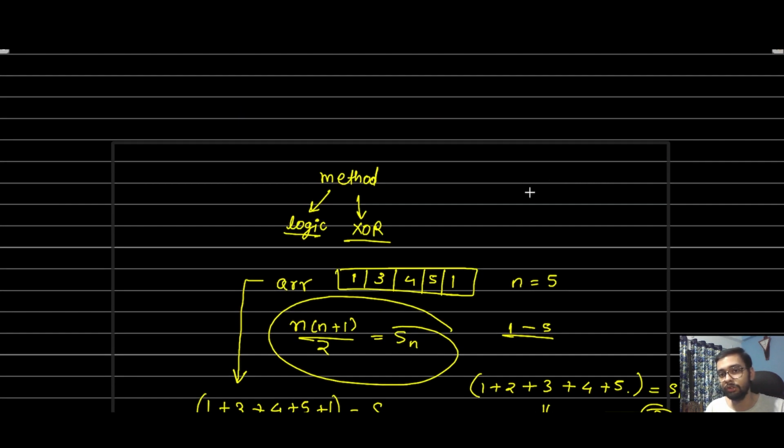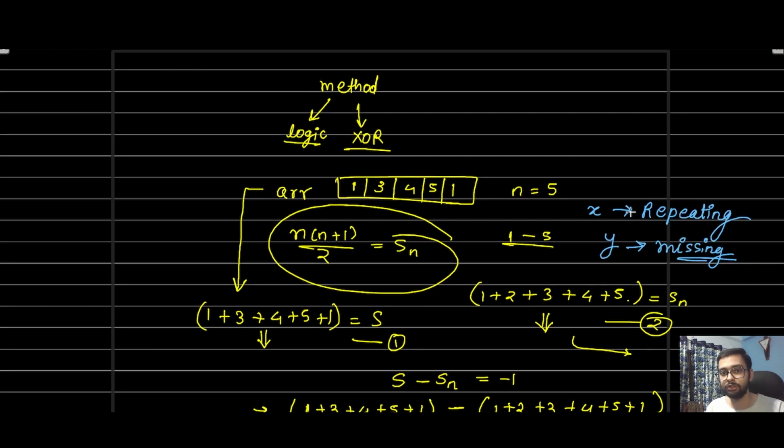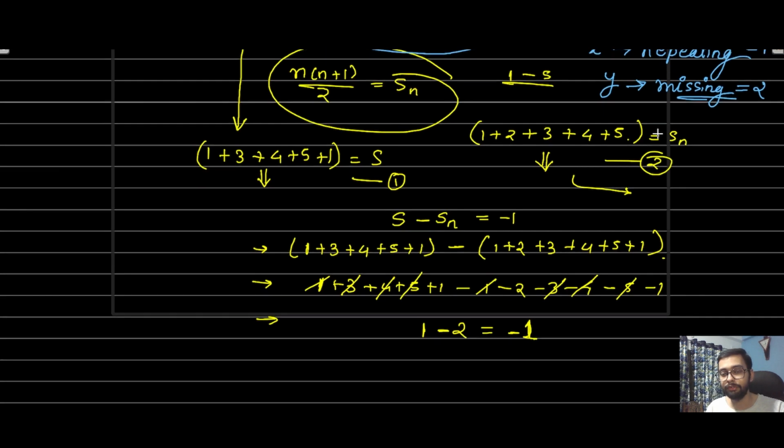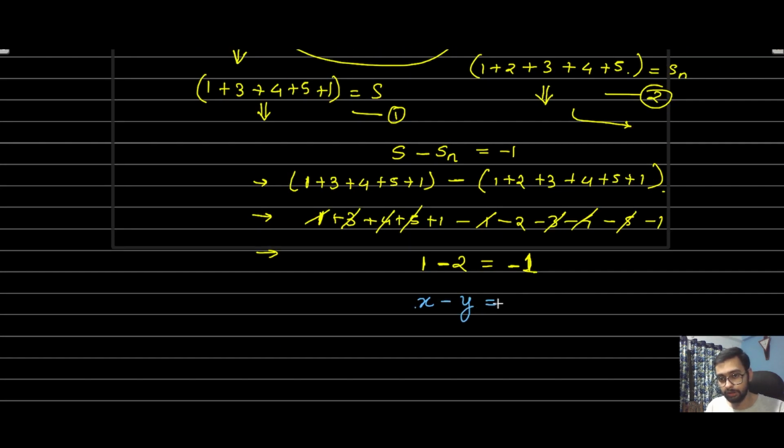As we all know, we have to mark something to represent what the repeating element is and what the missing element is. So I quickly mark x as the repeating element and y as the missing element. By observing this array, the missing element is 2 and the repeating element is 1. So from that, we can say that repeating minus missing is equal to minus 1. That will be our equation number 3.